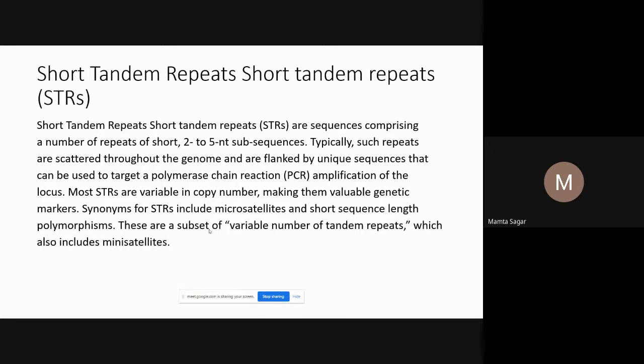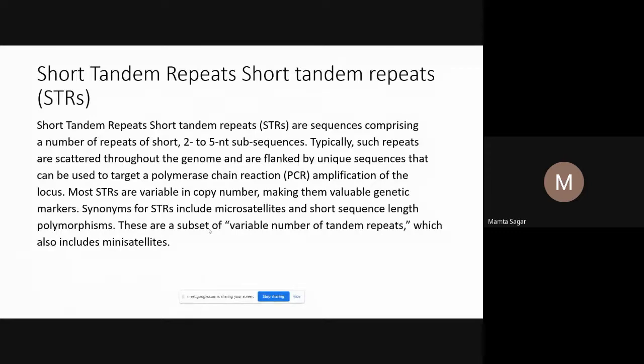It means 2 to 5 nucleotide repeat subsequences that are found hundreds or thousands of times. There are different types of repeats, generally thousands of times, 1,000 repeats, 100 repeats. So there are different patterns. There is some pattern in the repetition. Within the same sequence, we have repetition of the 2 to 5 nucleotide subsequences. Typically, such repeats are scattered throughout the genome. So these are called short tandem repeats, and they are flanked by unique sequences. Unique means not found elsewhere.